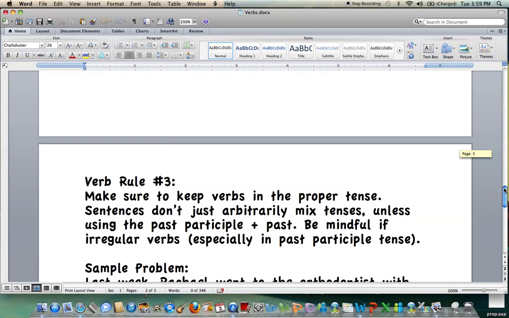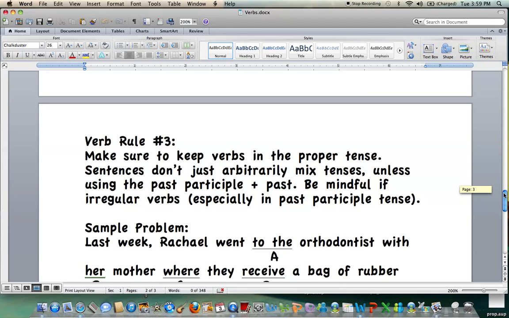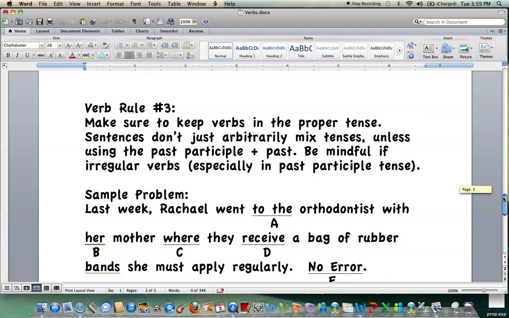Okay, verb rule 3. Make sure to keep the verbs in the proper tenses. Sentences won't just arbitrarily mix tenses. We sometimes get real sloppy in our speech, and we will go back and forth between present and future, present and past mostly. People are much more susceptible to doing this in writing than they are speaking, but I see this one all the time. And of course, it's a big no-no on the ACT.